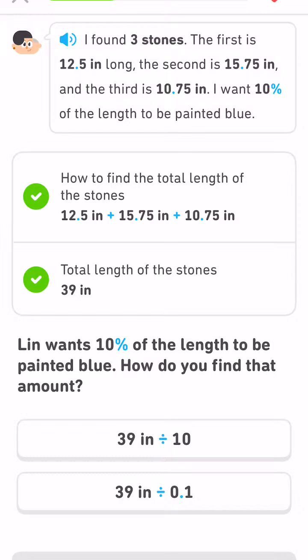But okay, wait. I forgot Duolingo does math differently. So I think you have to divide it, then multiply.